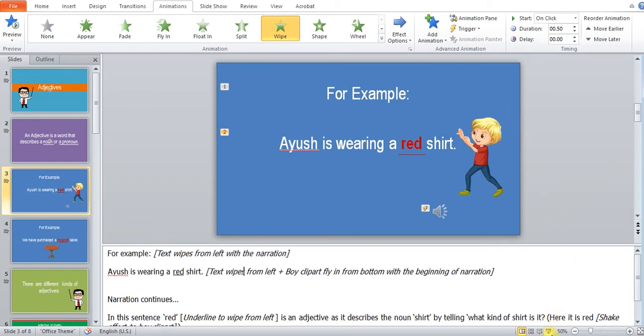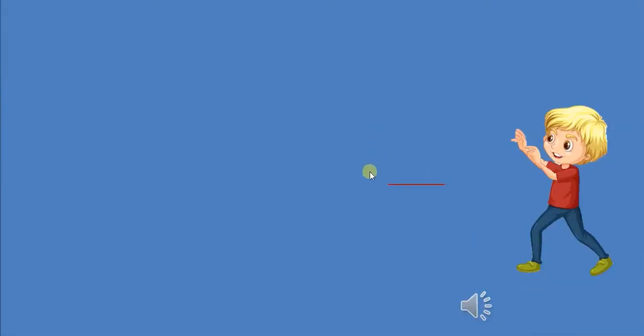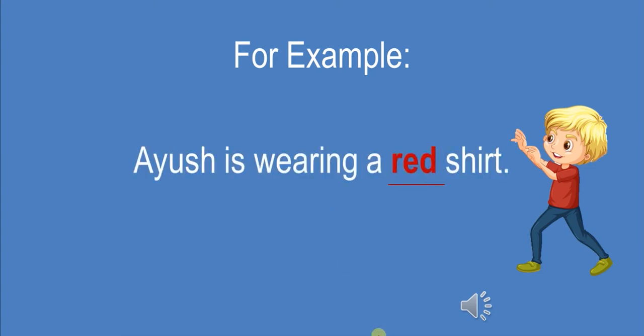So first let us view this, and you can notice that at the moment the text is coming when you give a click, and we are not hearing the audio unless we click on this play. For example, Ayush is... So to automatically start the animation and to automatically start the narration, we need to set the effect options to happen like that.